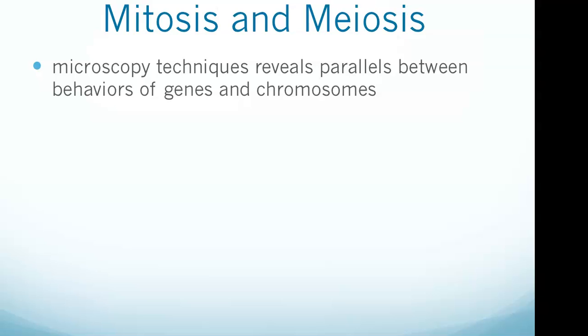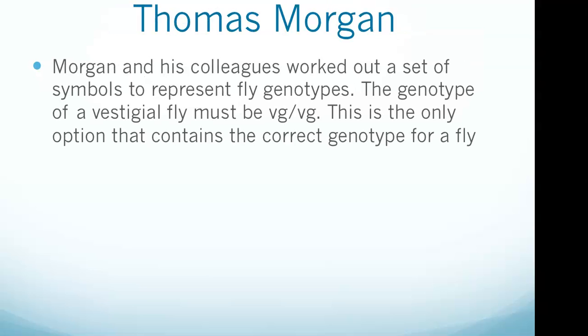And then really briefly on mitosis and meiosis as far as actual scientific discovery is concerned. The improvement of microscopy techniques in the late 1800s allowed the study of meiosis and mitosis, revealing parallels between behaviors of genes and chromosomes. This process of meiosis and mitosis are crucial in our understanding of genetics.